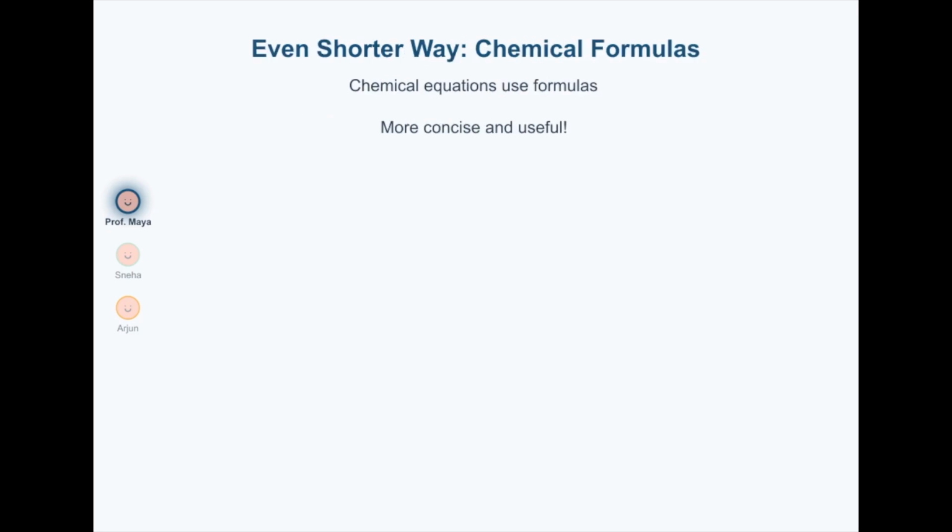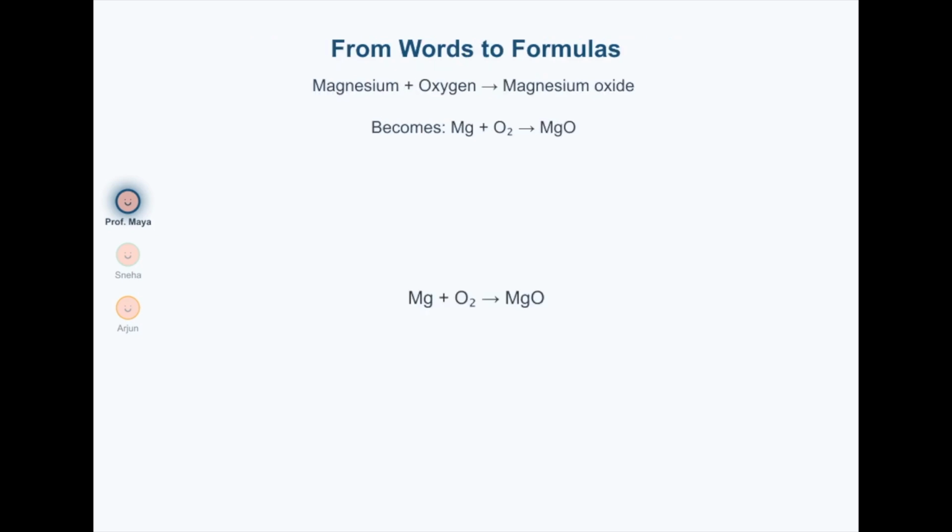But there's an even shorter way. Chemical equations use chemical formulas instead of words, making them more concise and useful. Using chemical formulas, our word equation becomes Mg plus O2 gives MgO, much shorter and clearer.